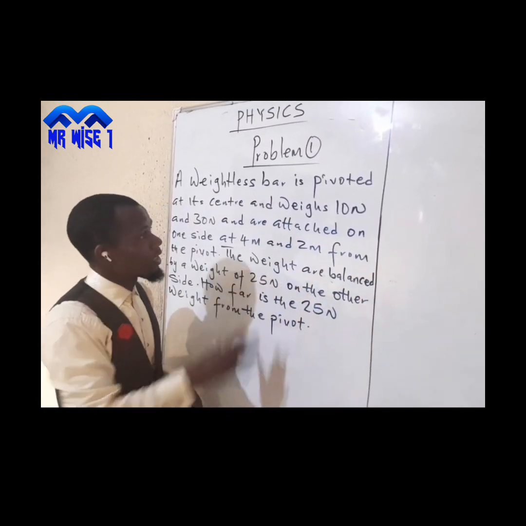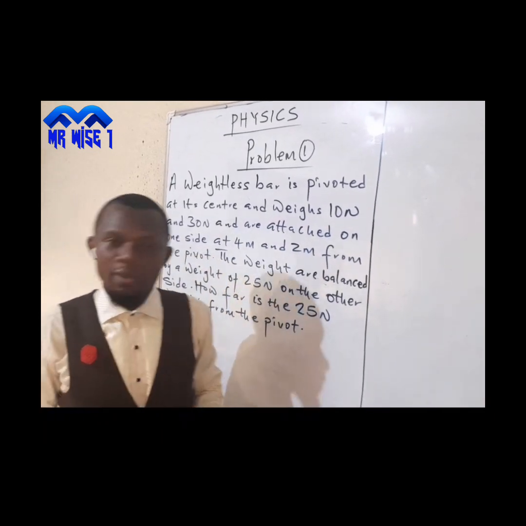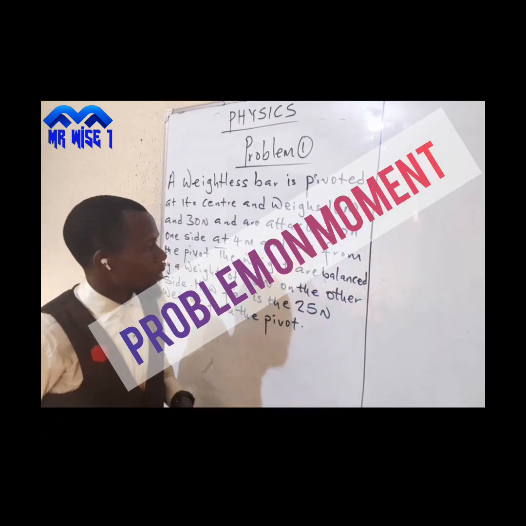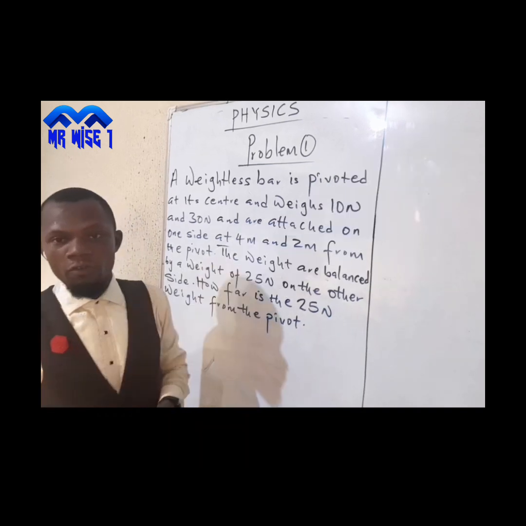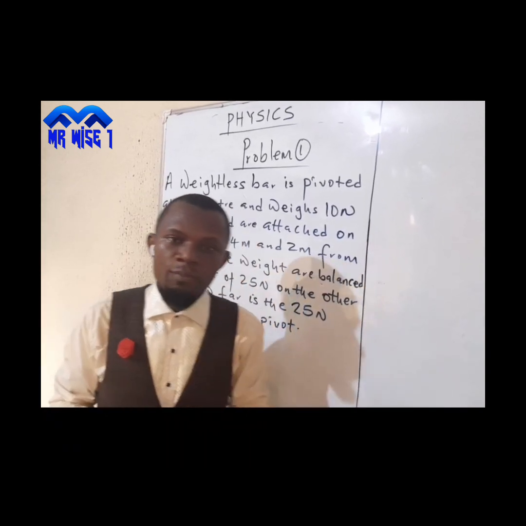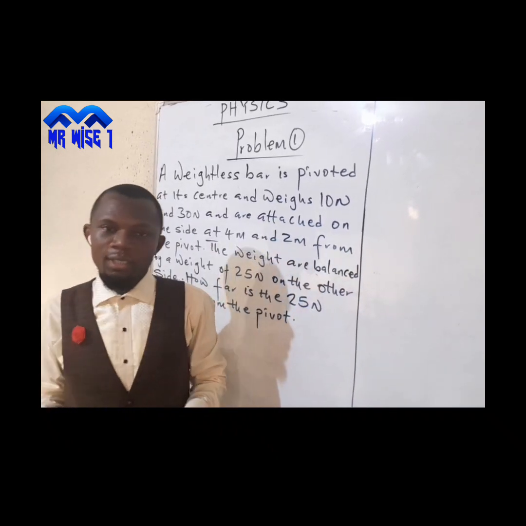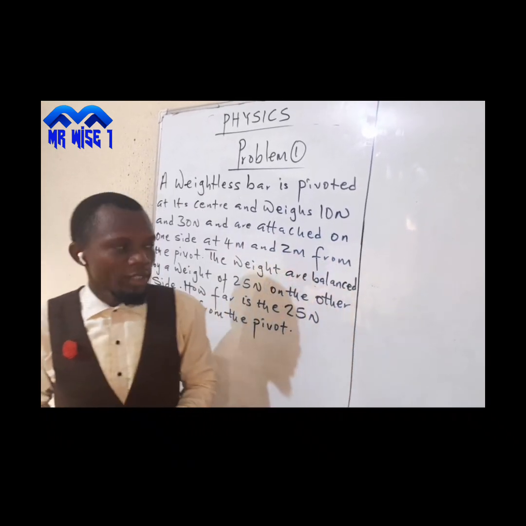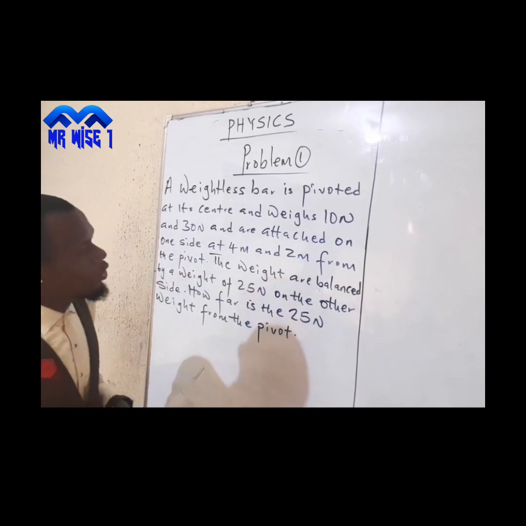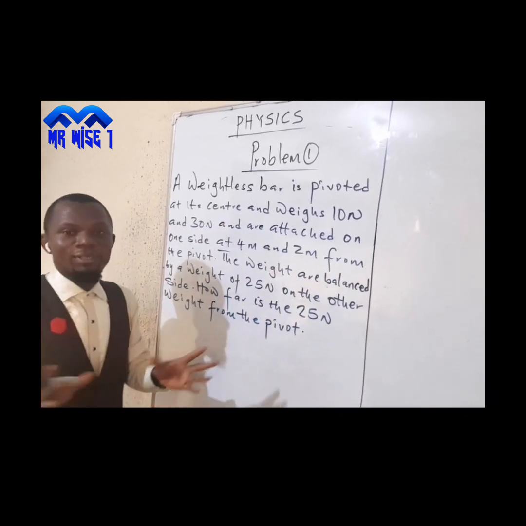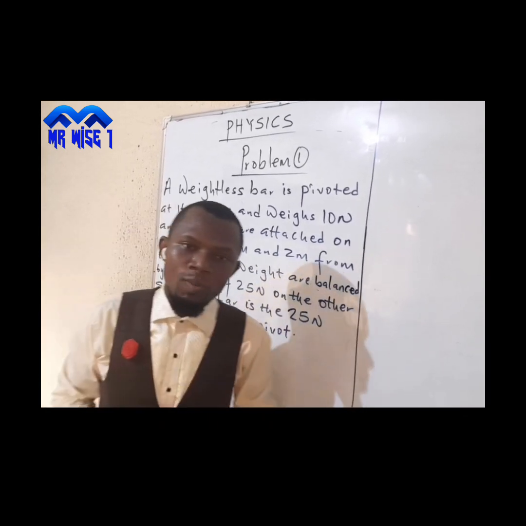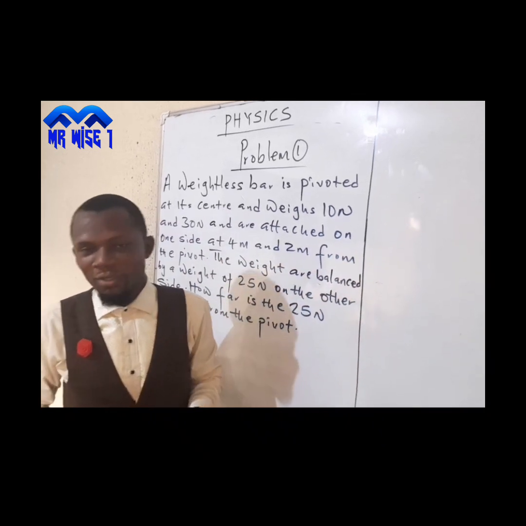Okay, I have a problem here on moments. It's very simple. How will I approach this problem? I'll use the principle of moments. What is the principle of moments? The principle of moments is that the clockwise moments are equal to the anti-clockwise moments. That is what I'm going to use to approach this simple problem on the board, which students normally find difficult to approach or to solve.